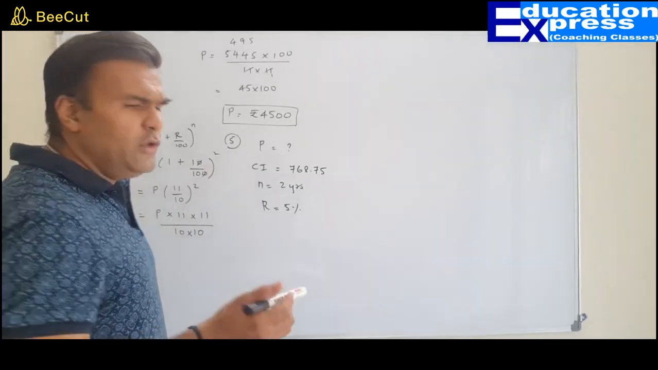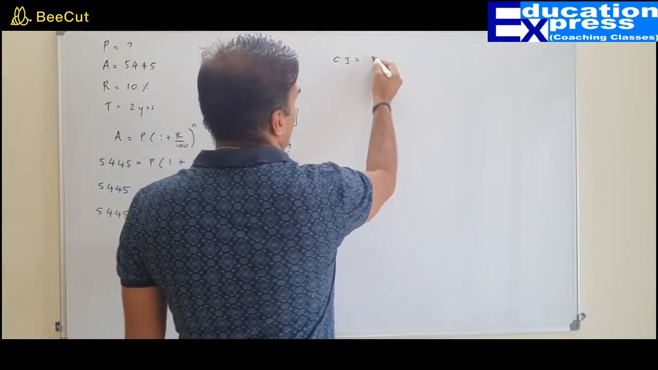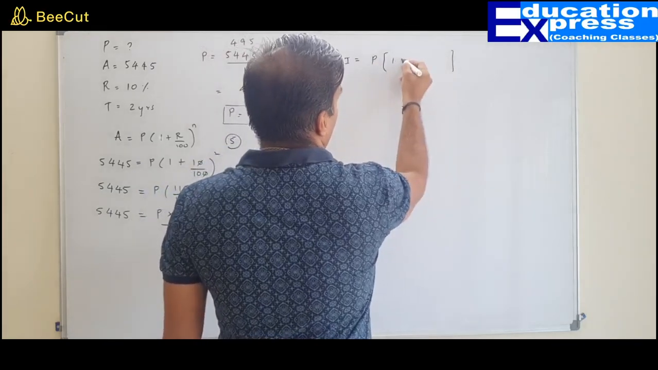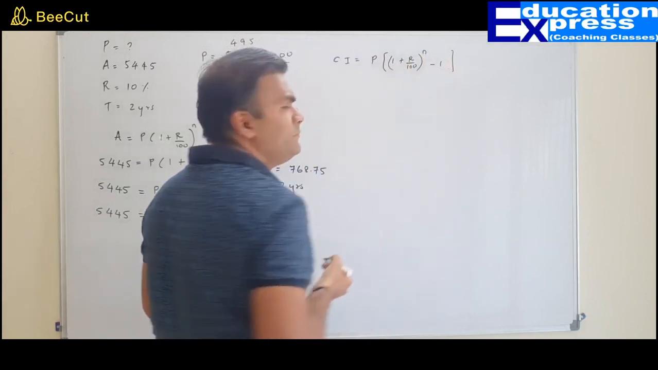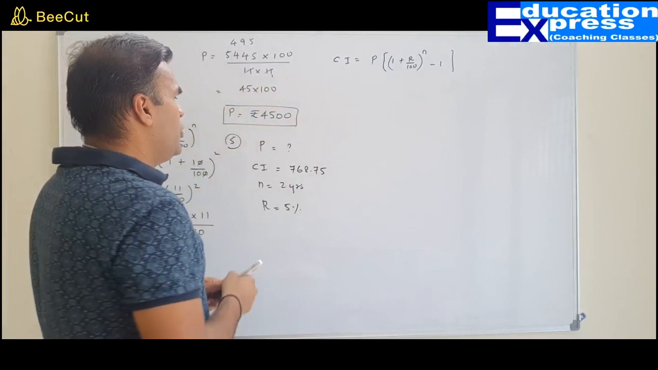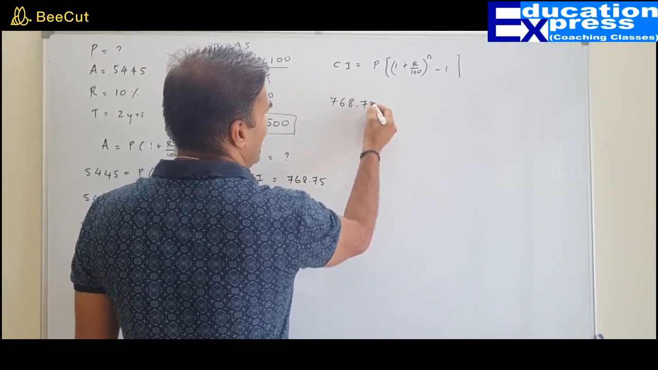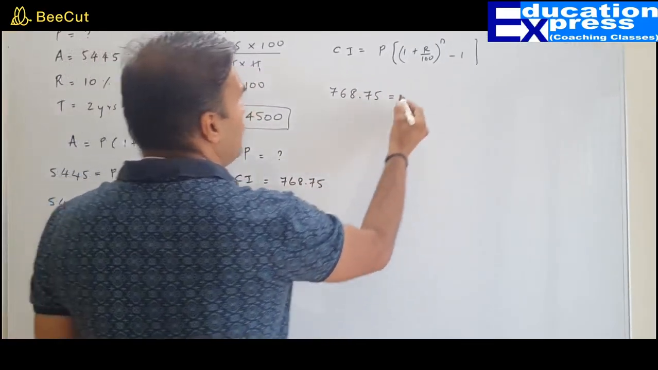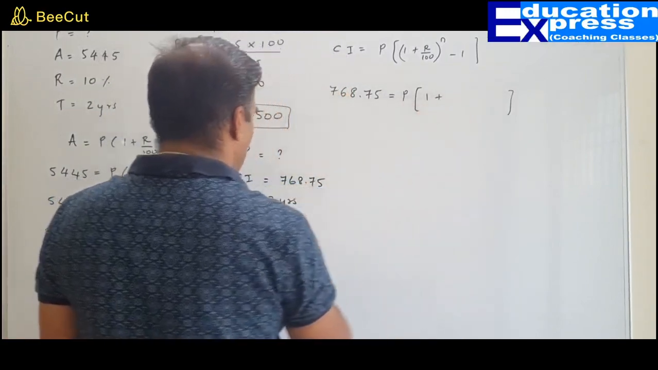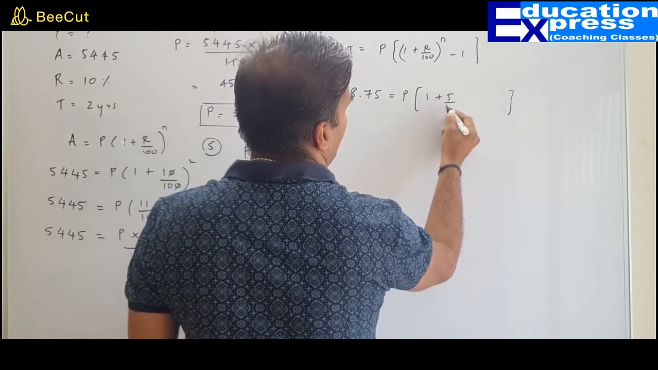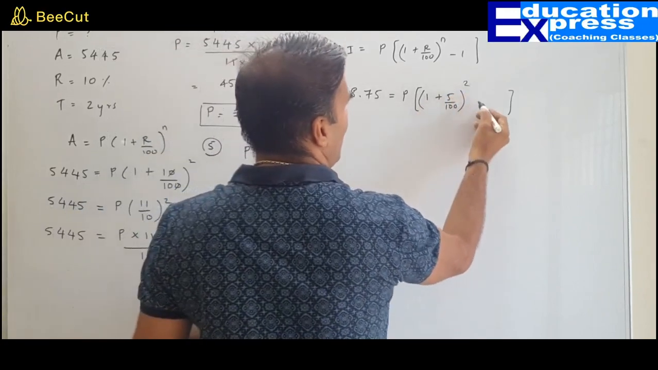I have always shared with you the formula for compound interest. The direct formula for compound interest would be, I hope you remember, P times (1 plus R upon 100) raised to N, minus 1. Now when I adopt this formula, do you have compound interest? Yes sir, 768.75. Do you have P? No sir. So P will remain as it is. 1 plus R. Sir, R is 5. 5 upon 100. The whole thing raised to N. N is 2, minus 1.